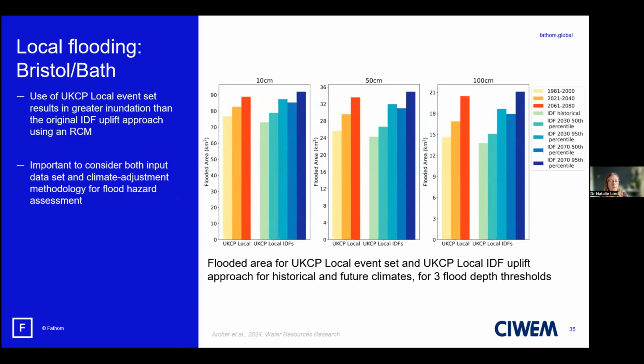And you can see that for each of the time periods, the yellow, orange, or red event set bar is higher than their equivalent light green, teal, or blue uplift bar, indicating a larger flooded area. And this difference is because more spatial temporal features of rainfall, such as convection, are explicitly captured by convective permitting models, often resulting in higher rainfall intensities.